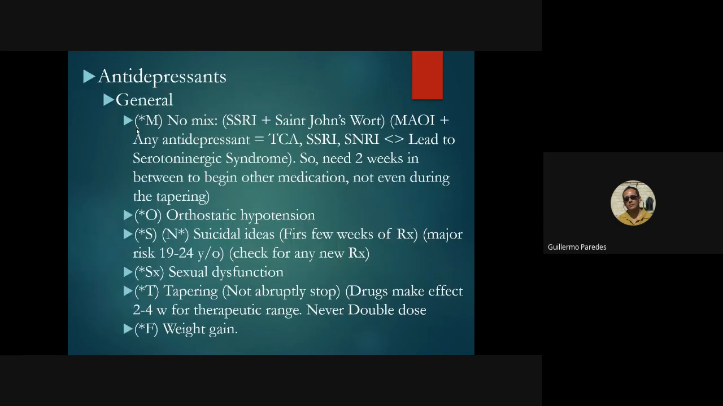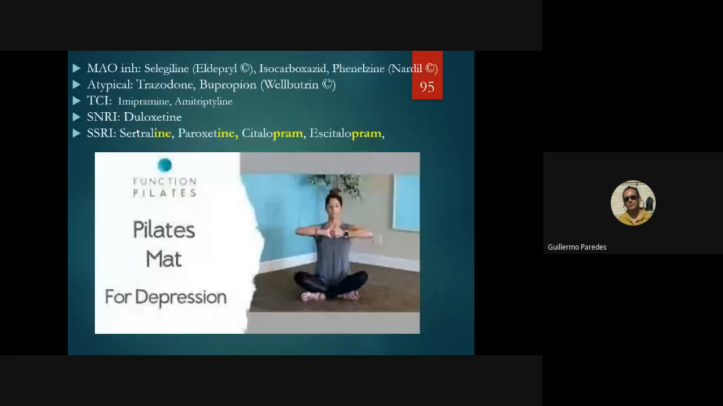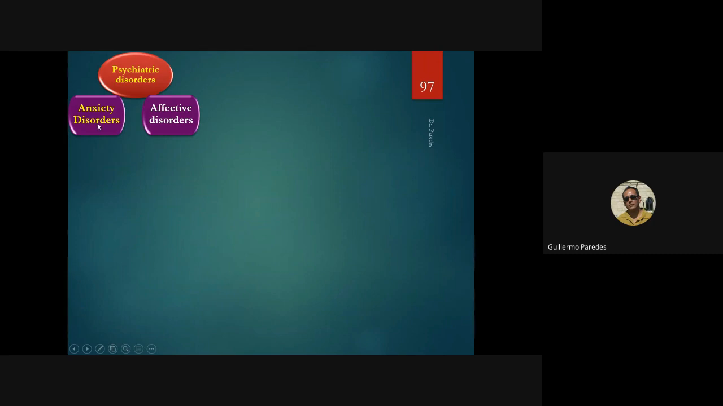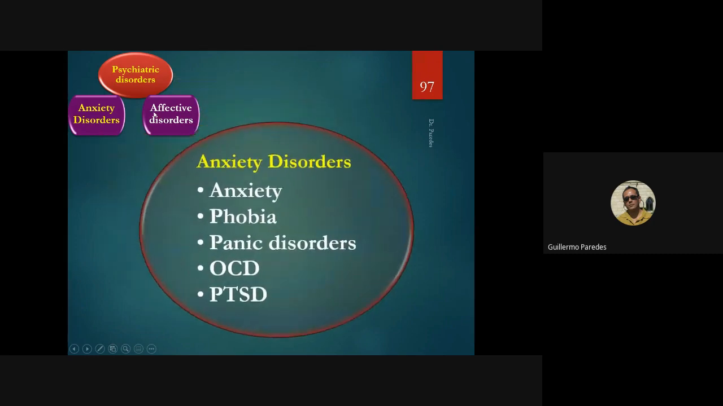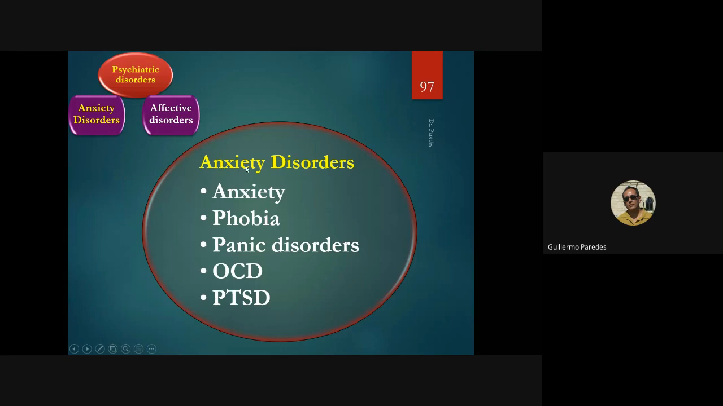And I have some summary here. Well, okay, so let's see. All right, so we have psychiatric disorders, anxiety disorders, affective disorders. That is the classification we just made, and that is what we have here under anxiety disorder. Whatever treatment this patient receives is going to be anti-anxiety medication.